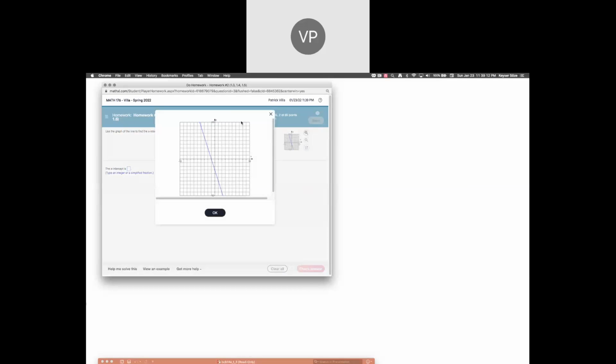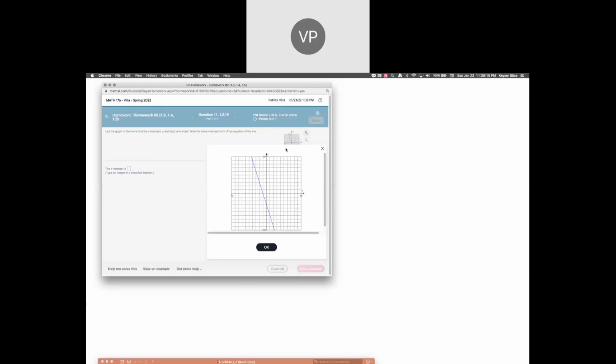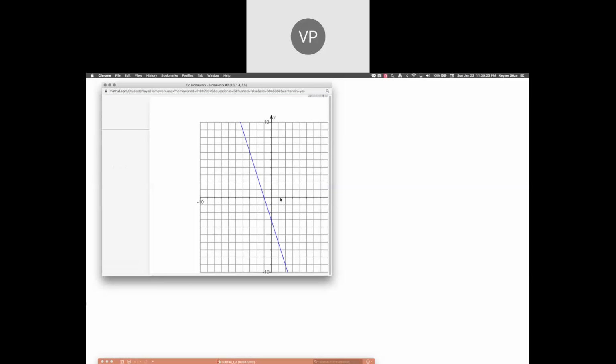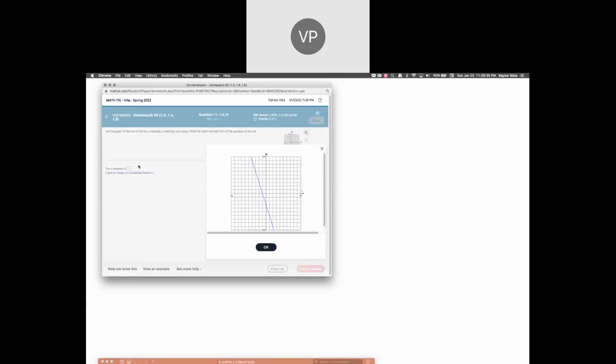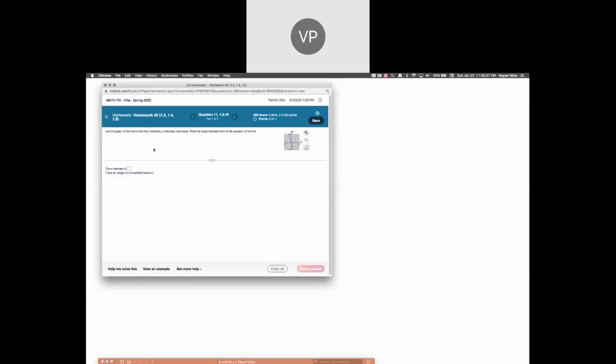So check your work and let me know if you do get something marked wrong that you clearly had right. Now in this case, they want you to use the graph to get the x-intercept, the y-intercept, and the slope. If I look at the x-intercept, remember, it's where the graph hits the x-axis. Now I see a negative 10 here, and it looks like it's 1, 2, 3, 4, 5, 6, 7, 8, 9, 10. So it looks like my x-intercept is going to be at negative 1, where the graph hits the x-axis.